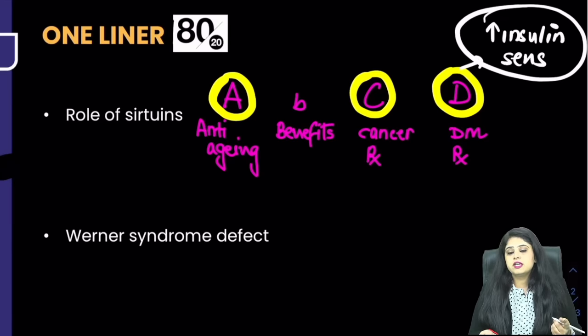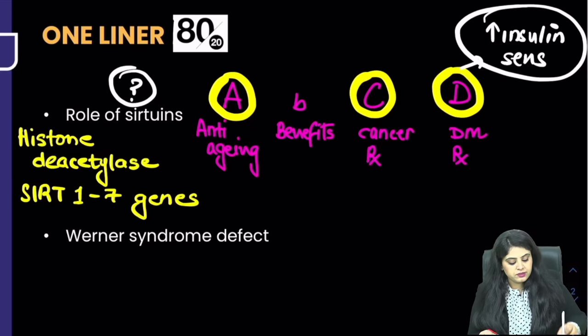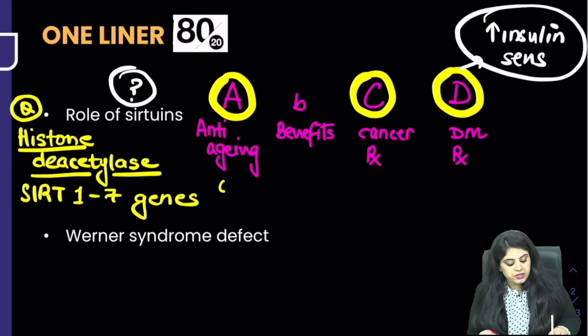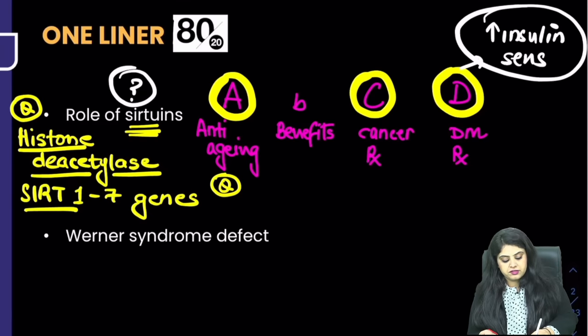What other question came in the exam, that what exactly are sirtuins? So we know that sirtuins are a set of enzymes. What enzymes? This is a PYQ. They are histone deacetylases. And how many genes in our body? Very simple. SIRT for sirtuin. So SIRT 1 to 7 genes are going to be used. So this is sorted. This was your one question of previous INI-CET. So this is done. Tick mark.